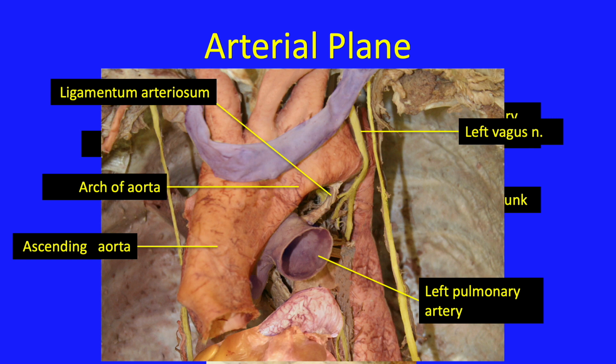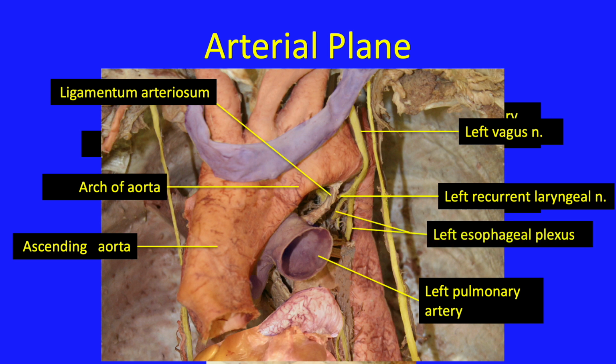A prominent nerve is evident, the left vagus nerve, which gives off the left recurrent laryngeal nerve just posterior to the ligamentum arteriosum. The vagus then continues as the esophageal plexus. A second prominent nerve that can be observed is the left phrenic nerve.